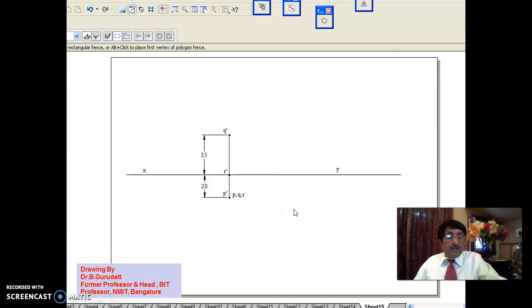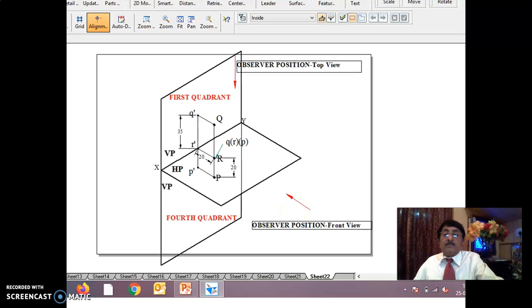In that way, if you see the top view, Q is 35 mm above HP, R is on HP, which means the front view will be on the XY line, and P is 20 mm below the XY line, that is in the fourth quadrant. That is why P dash will be 20 mm below. In that way, Q will be in the first quadrant, 35 mm above HP.